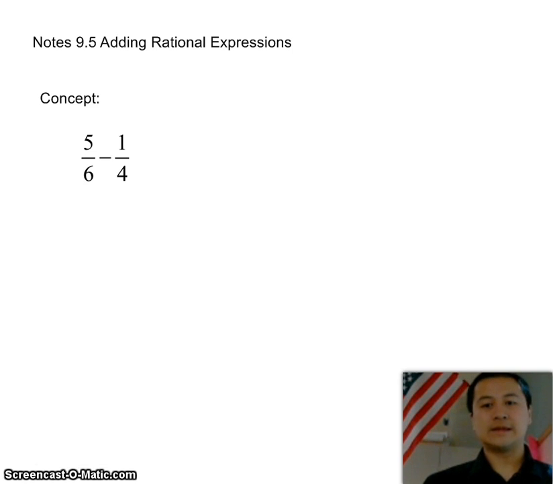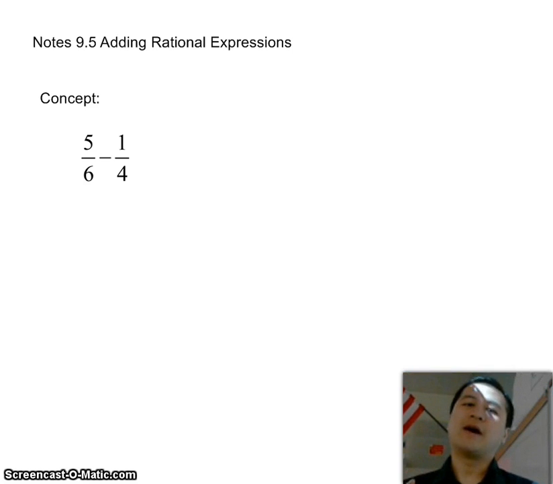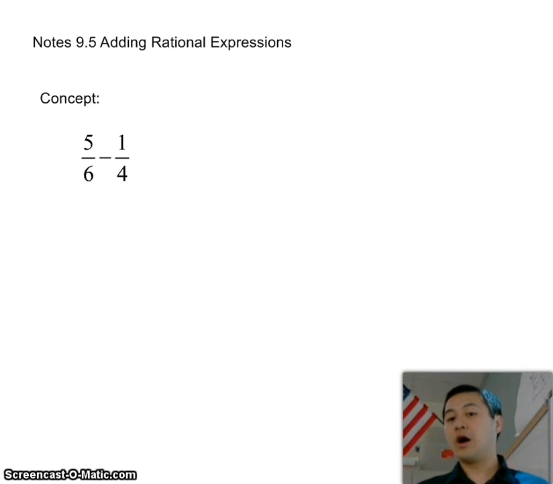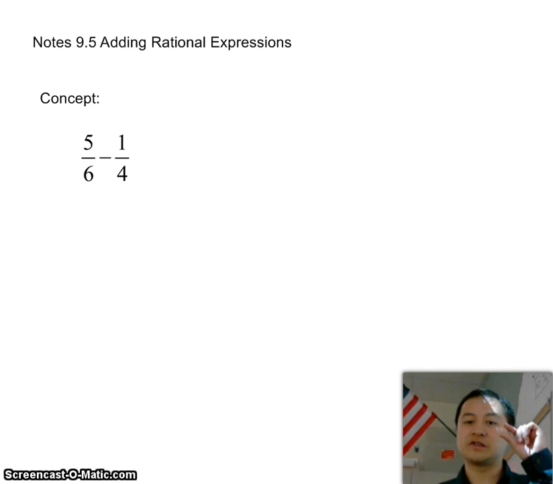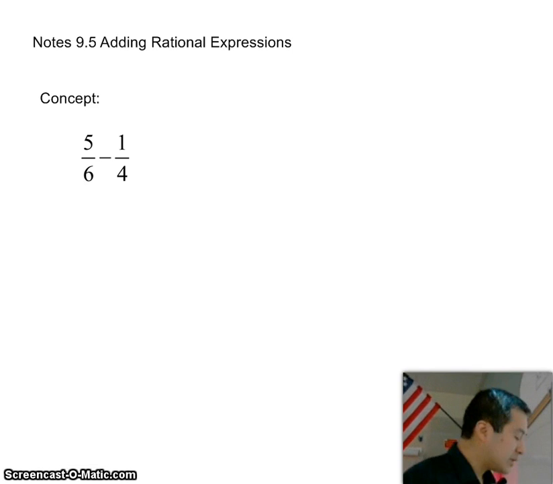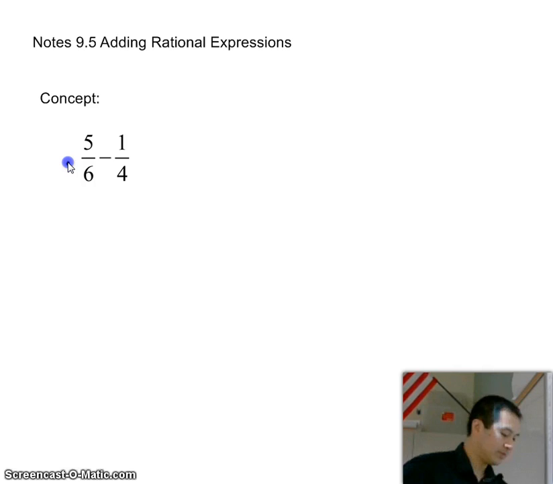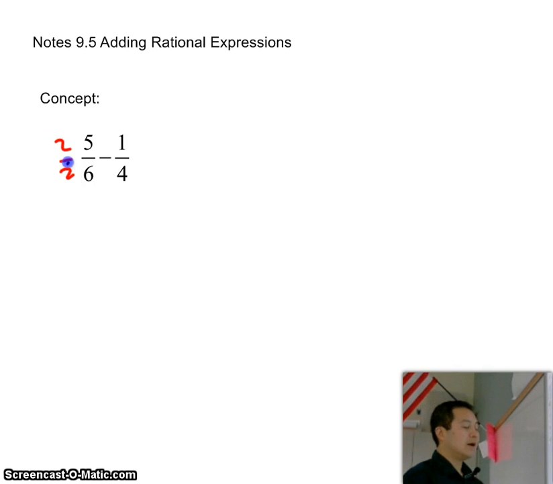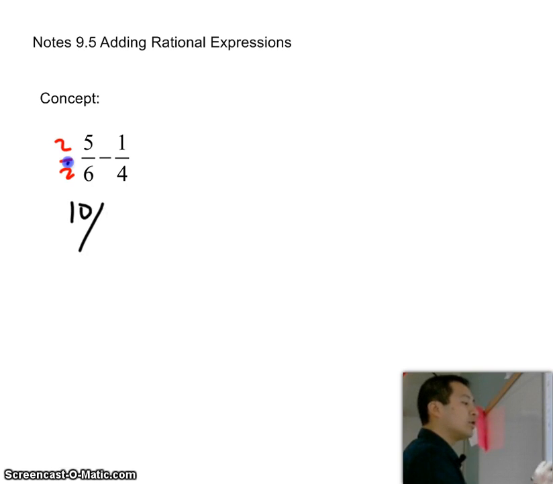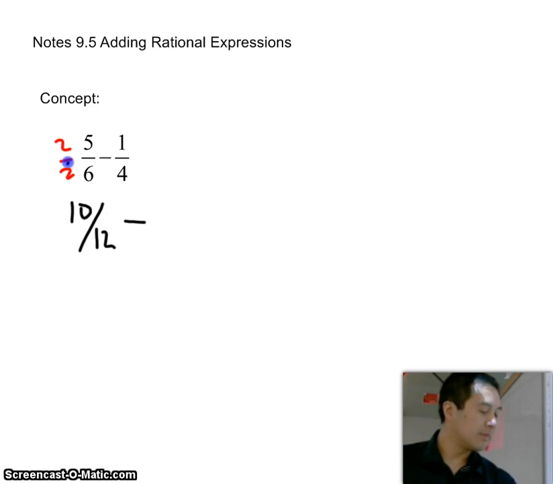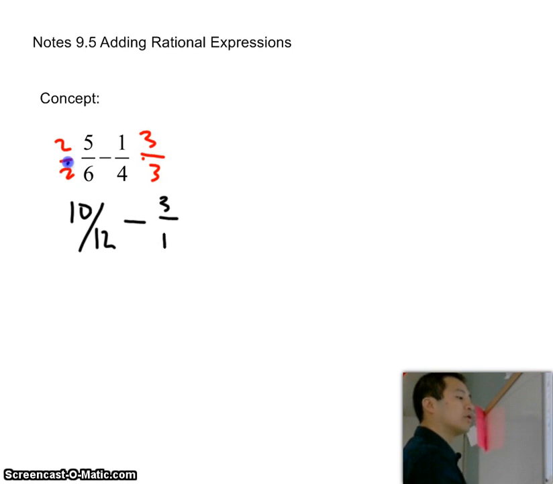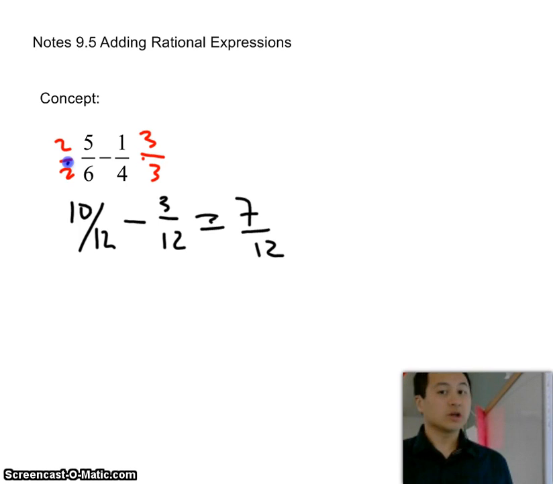A couple people did this. They said, okay, I need a common denominator, so I'm going to find what is common between 6 and 4. Some people say 24, some people say 12. 12 is actually a better number because it's smaller and you don't have to reduce at the end. So they multiplied the top and bottom by 2 to make 12. That makes 10 over 12 minus, over here they multiply the top and bottom by 3 to make 12, 3 over 12. 10 over 12 minus 3 over 12 is 7 over 12. And that's your answer. Good job.